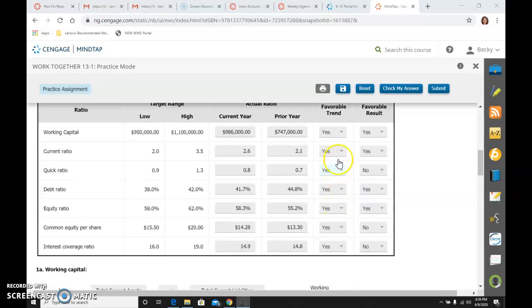What I would also know is that I always want working capital to go up. I want current and quick ratio to go up. I want the equity ratio to go up. I want common equity per share and interest coverage all to go up. The only one that is more favorable going down is the debt ratio. I don't want to borrow more to cover the cost of the assets or the ownership of the assets. So that's kind of what I would draw out of this if I were you.